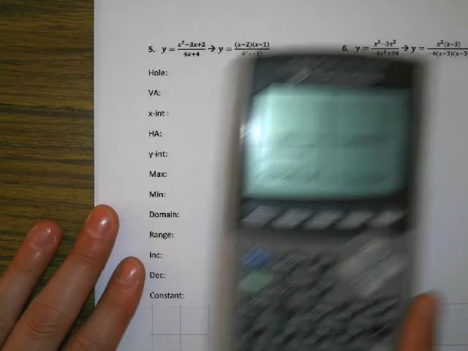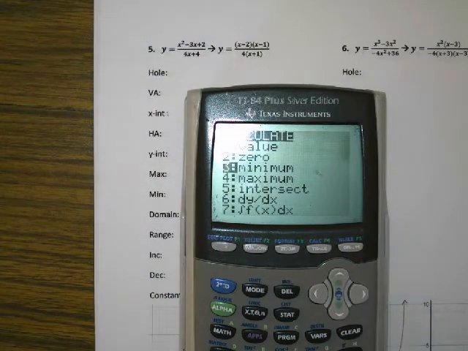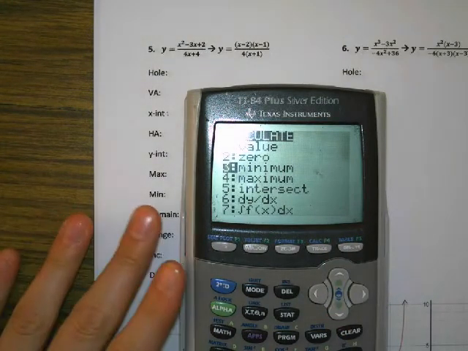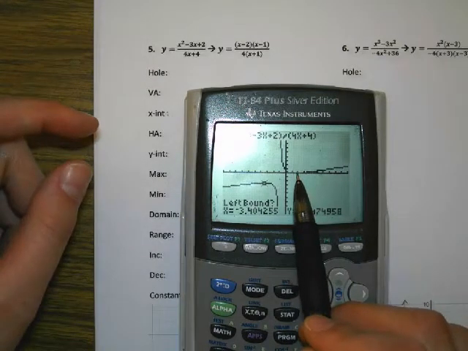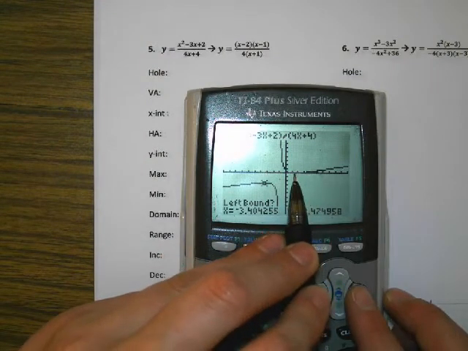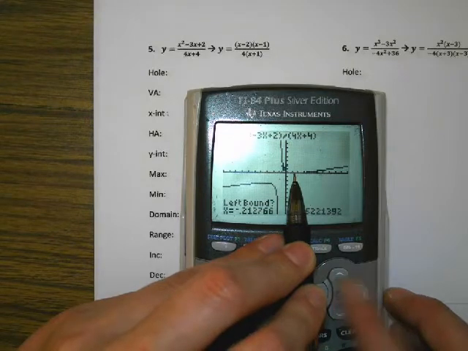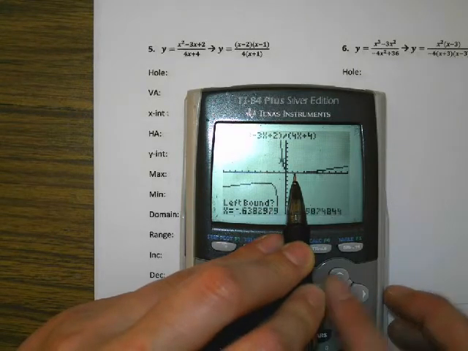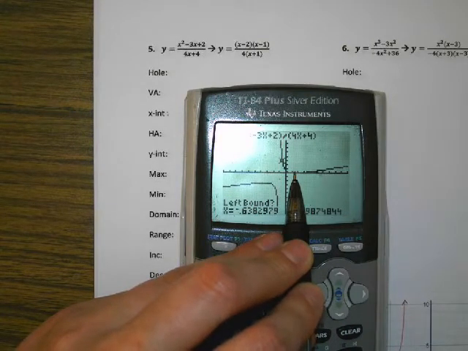Okay, so next, we're going to do second trace, and we're looking for the minimum, number 3, minimum. I don't know exactly where it is, but I think my minimum is approximately right here. So I'm going to make sure that when I do my left bound, it's just somewhere to the left of my pencil. I'm putting my cursor right there because I am for sure on the left side of it. That's all you have to make sure of, that you're for sure on the left side of it. So there's my left bound.